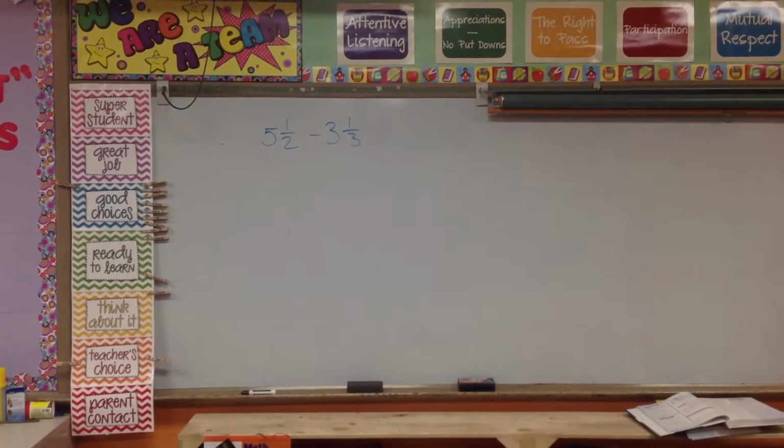Our second example is in the lesson practice, and it will be letter A, 5 1/2 minus 3 1/3. Notice how we keep those same denominators like we did in the previous example. So we have the 2 and 3 to work with. So already we know that we're going to have a common denominator of 6.